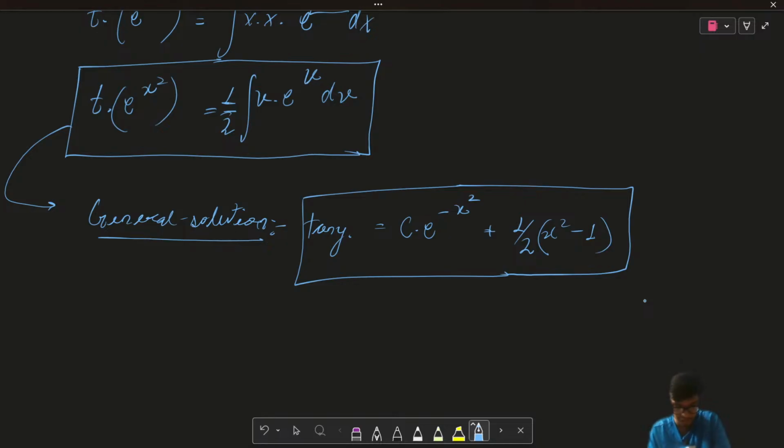I hope this solution is clear to all of you. Is this solution clear? Please let me know in the live chat. Okay, I hope this solution is clear because it's a very simple problem. If this solution is clear, please try to solve the next problem.